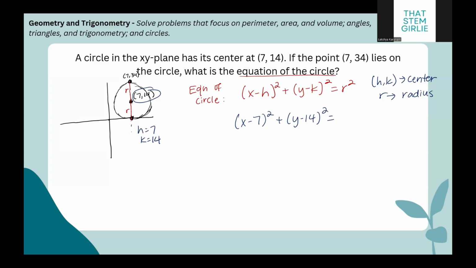The radius is the distance from (7, 14) to (7, 34). And basically it goes up by 14, right? Or no, sorry, it goes up by 20. It goes up by 20. The radius is 20. So it'll be 20 squared, which is 400. So this is going to be the equation of the circle.